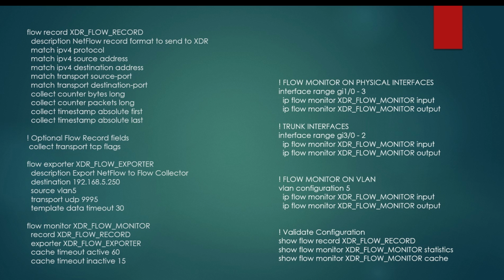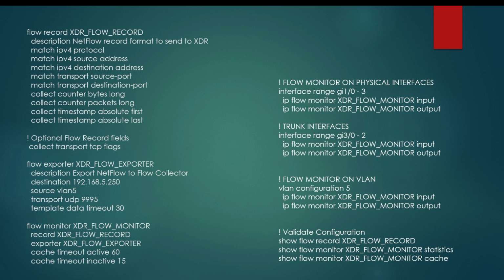Okay, the next piece below is the flow exporter. So the flow record, like above, shows you what we're going to be sending. The flow exporter tells us where we're going to be sending it to. And you can see I'm sending it to this particular IP address, 192.168.5.250. My source interface is going to be VLAN 5, and I'm sending it on UDP 9995, but there's a configuration below that called template data timeout 30. I'm going to talk about that in a minute.